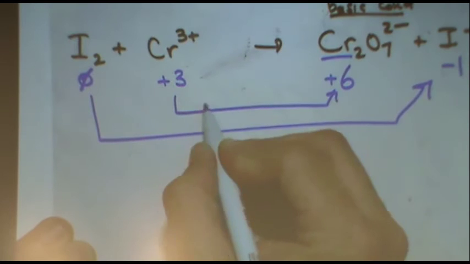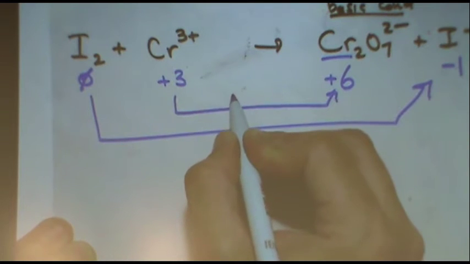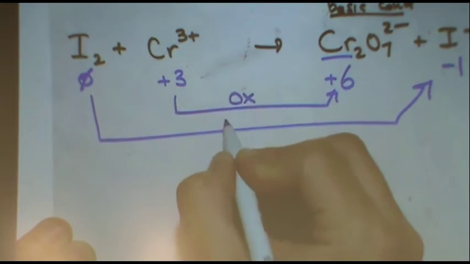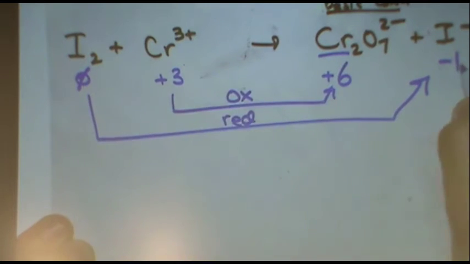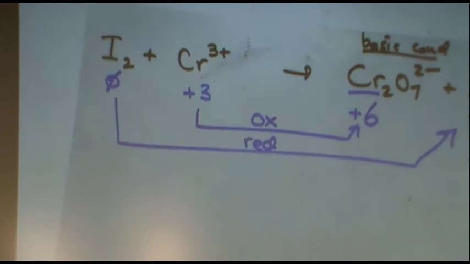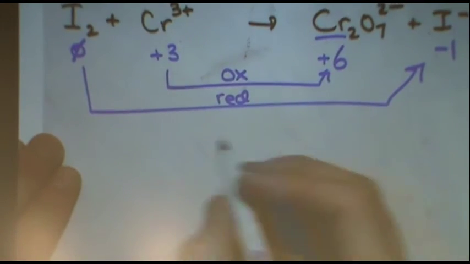Okay. So is this top one oxidized or reduced? This is reduced. It's reduced in value. This is increased or oxidized in value. What is the oxidizing agent? Iodine. What is the reducing agent? Chromium. Okay? Now let's do the half reactions.